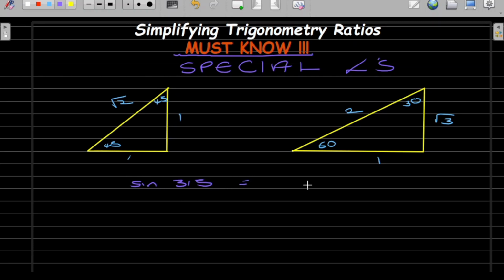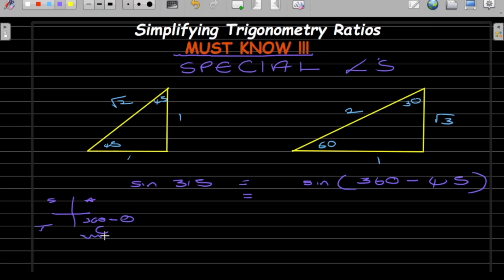So what you need to do first is to find out what angles were added or subtracted for you to get 315, right? So you'll say sine of 360 minus 45. 360 minus 45 will give you 315. But now remember, you need to reduce this first. So remember the CAST diagram: all students take care. And in the fourth quadrant, we have 360 minus theta.